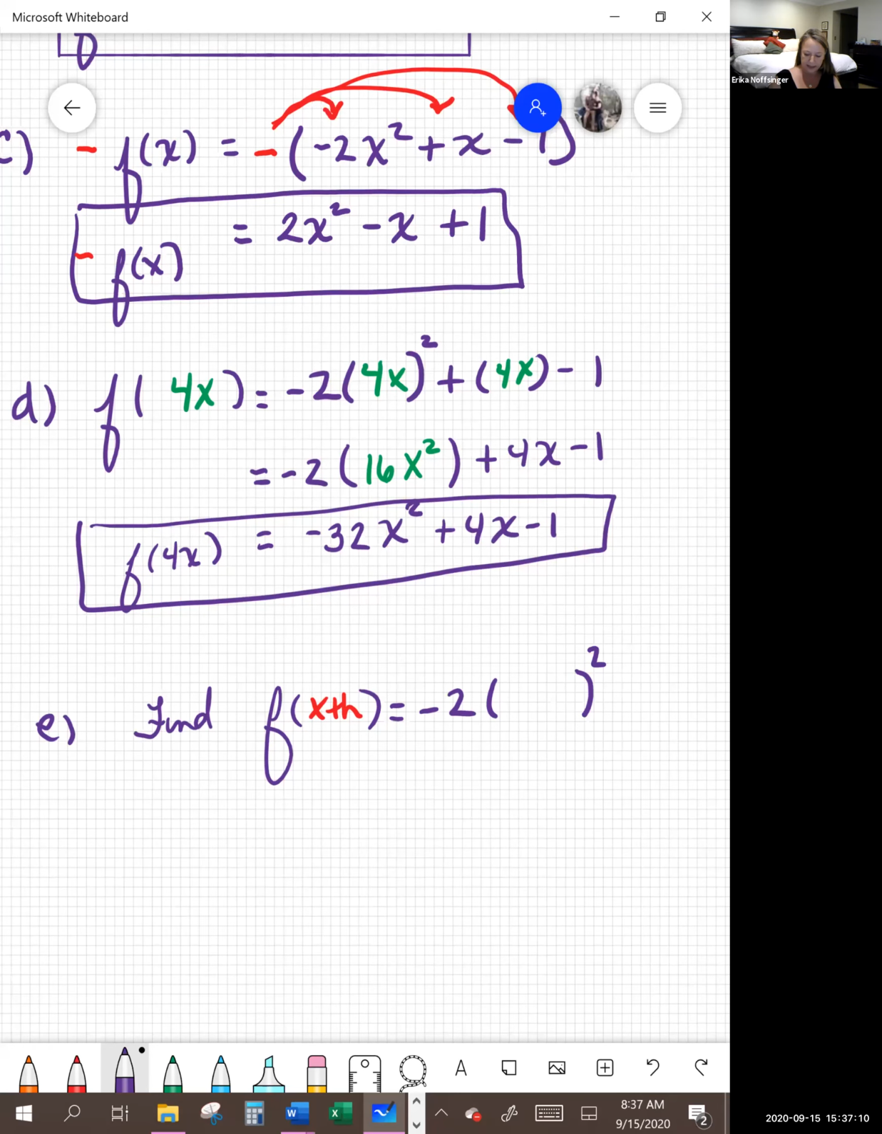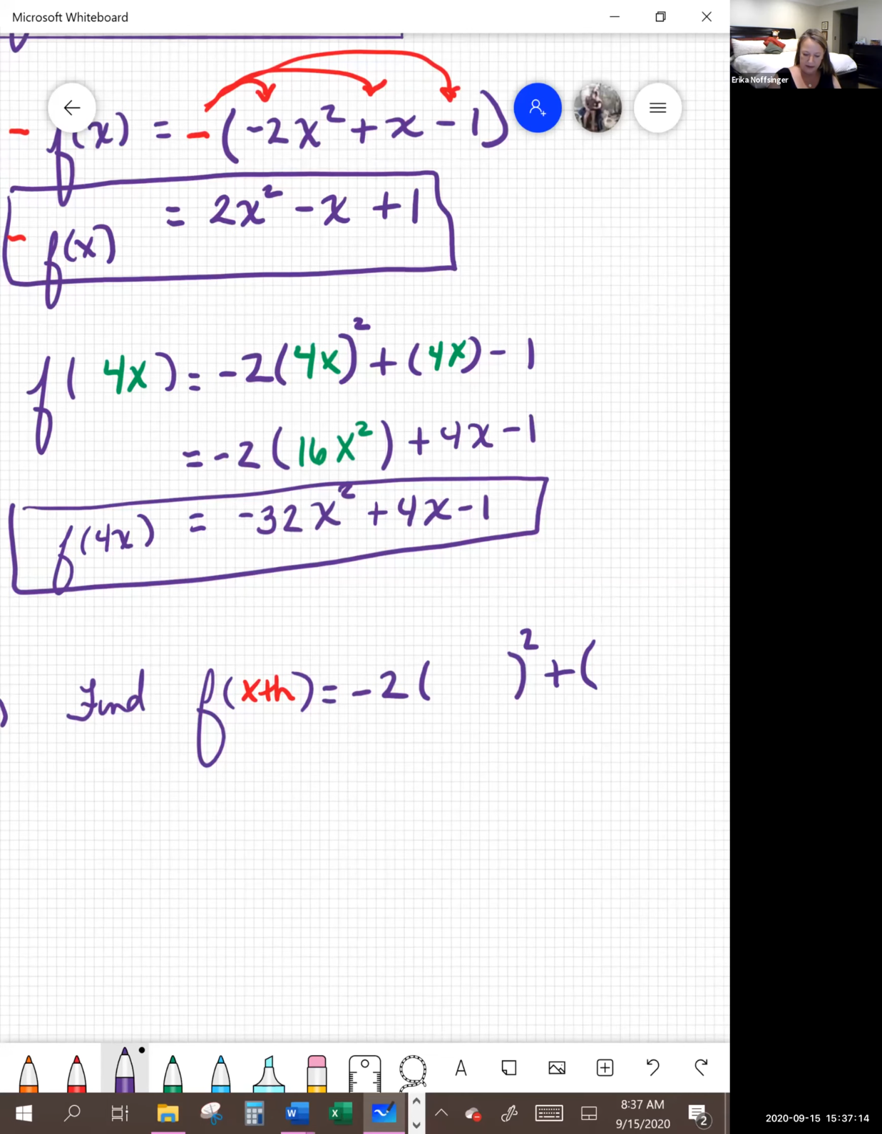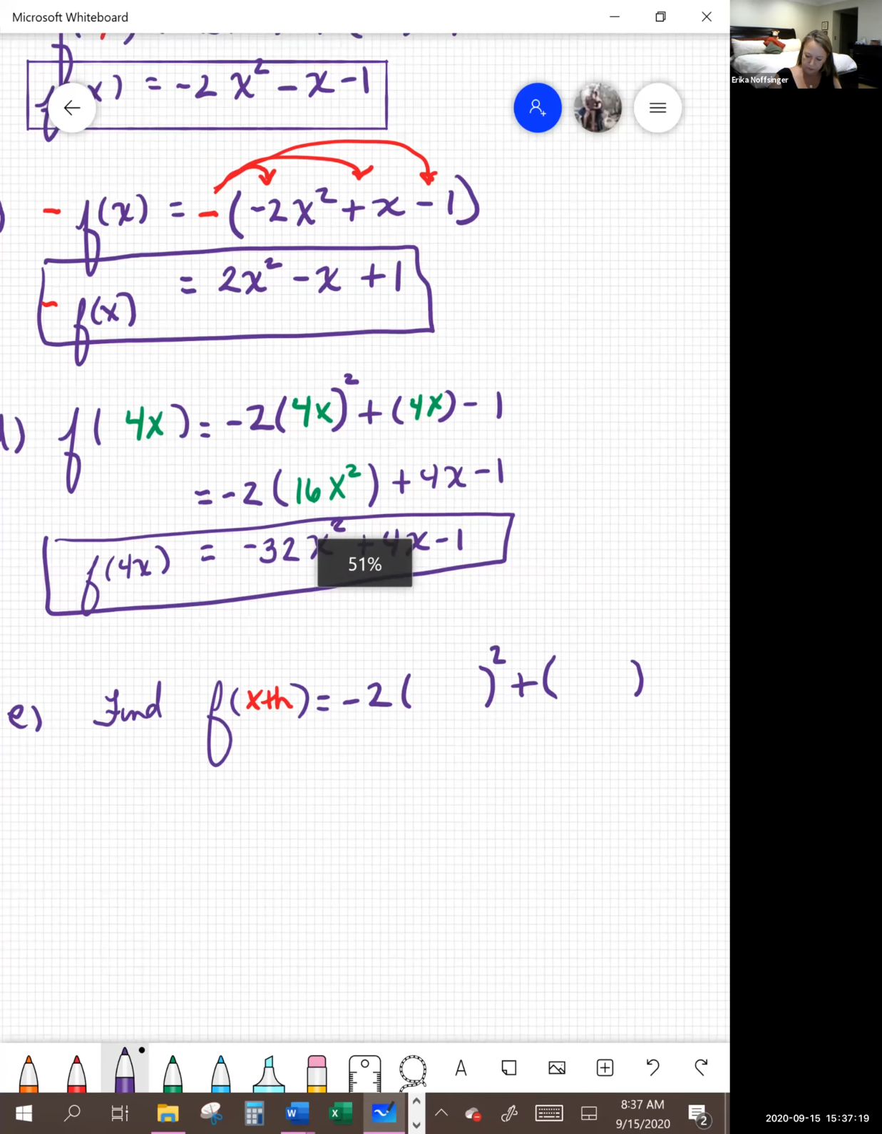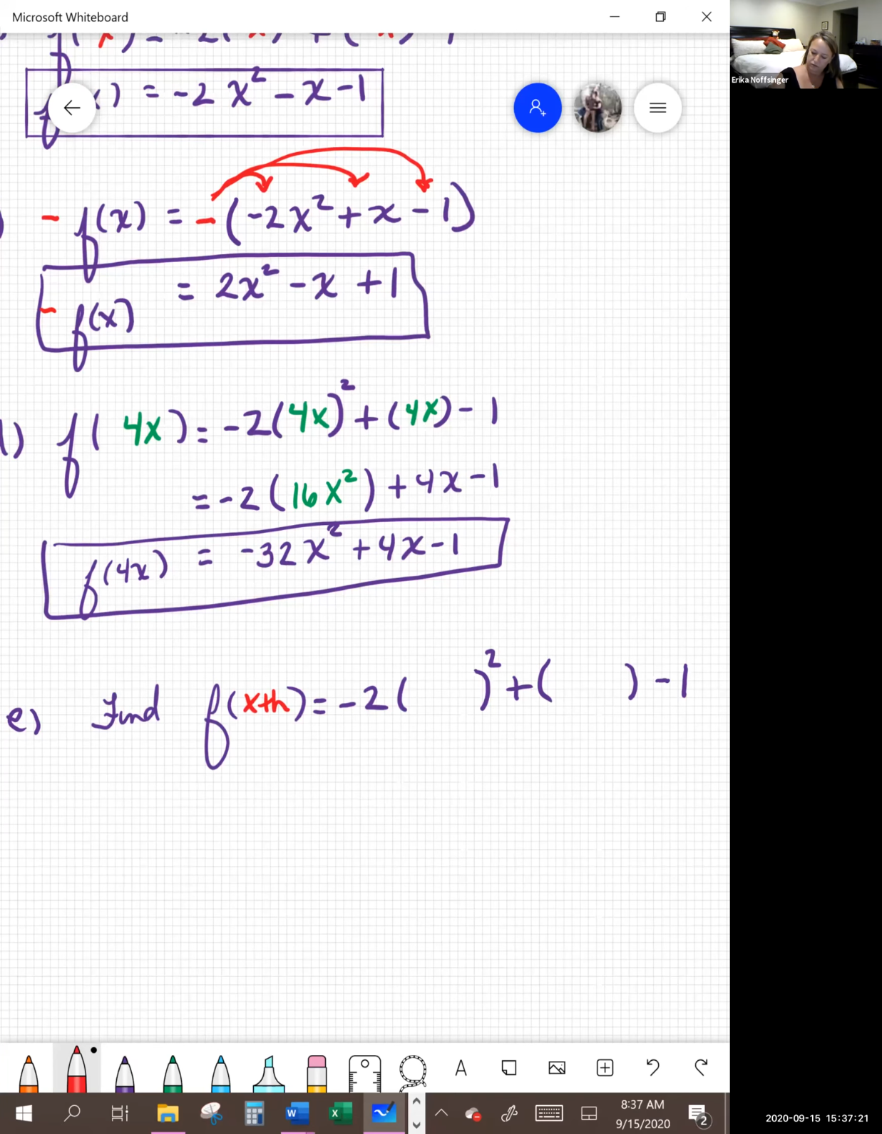minus, actually plus, seeing x, so put parentheses. Minus. Plug in x plus h wherever you see parentheses, and then simplify.